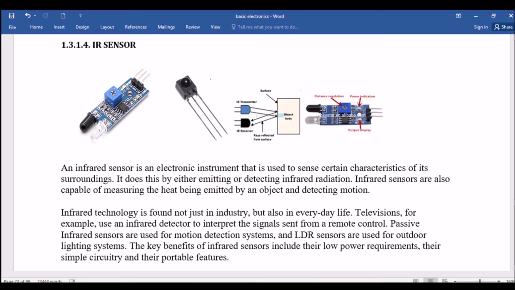Hello once again. Today we are going to teach you a type of sensor which is the infrared sensor. An infrared sensor is an electronic instrument that is used to sense certain characteristics of surroundings. It does this by either emitting or detecting infrared radiation. Infrared sensors are also capable of measuring the heat being emitted by an object and detecting motion.